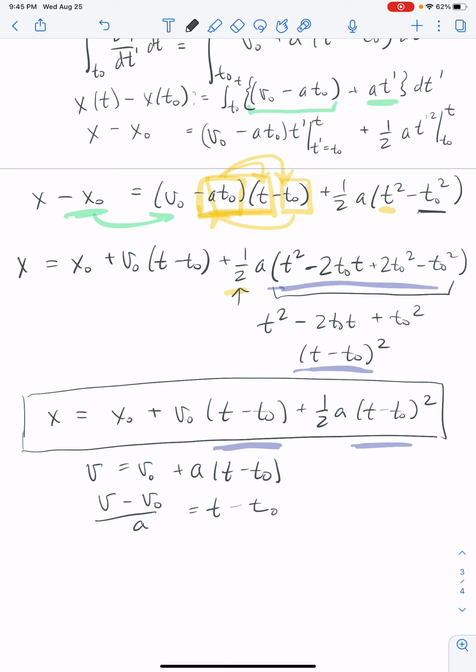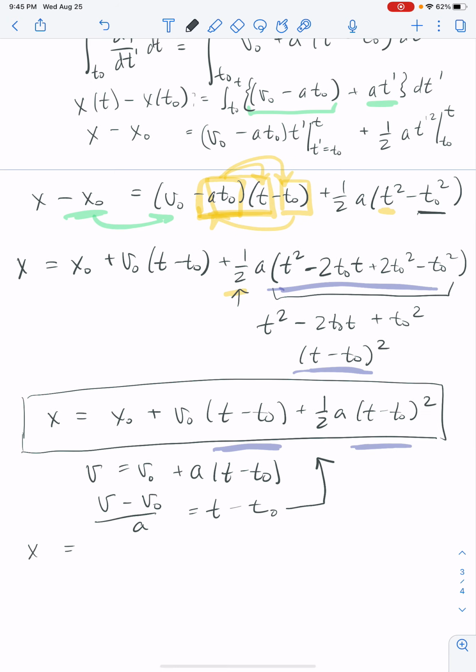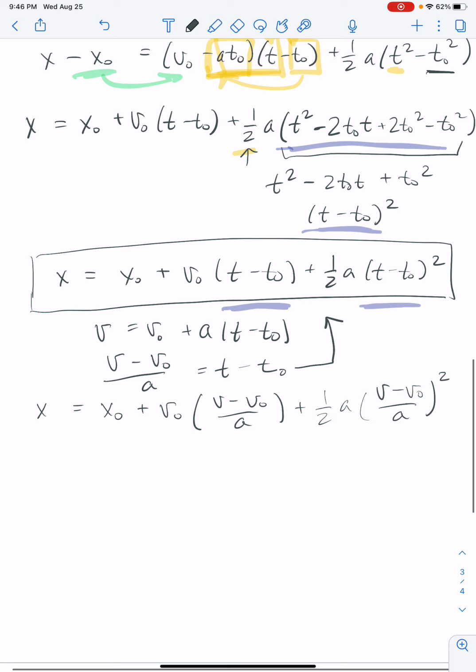Right? Okay, and now I'm going to substitute this in to our second equation here. So that will give me x equals x naught plus v naught. Now here's where I'm doing the substitution. So (v minus v naught) over a plus 1/2 a times (v minus v naught) over a, quantity squared. Okay, now we're going to rearrange this one to make it look a little bit nicer.